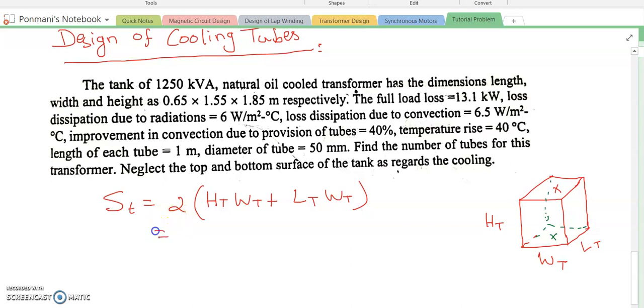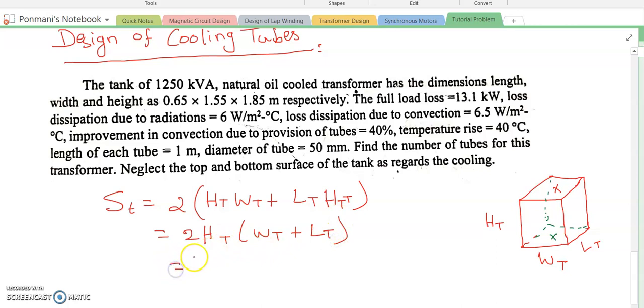Okay, so we can take out this 2 into HT outside. So it is WT plus LT, and HT. Height is the same. Height is the same. At one side it is WT and at the other side it is LT. So we are taking HT as a common parameter, and WT is here and LT is here. So it is WT plus LT.